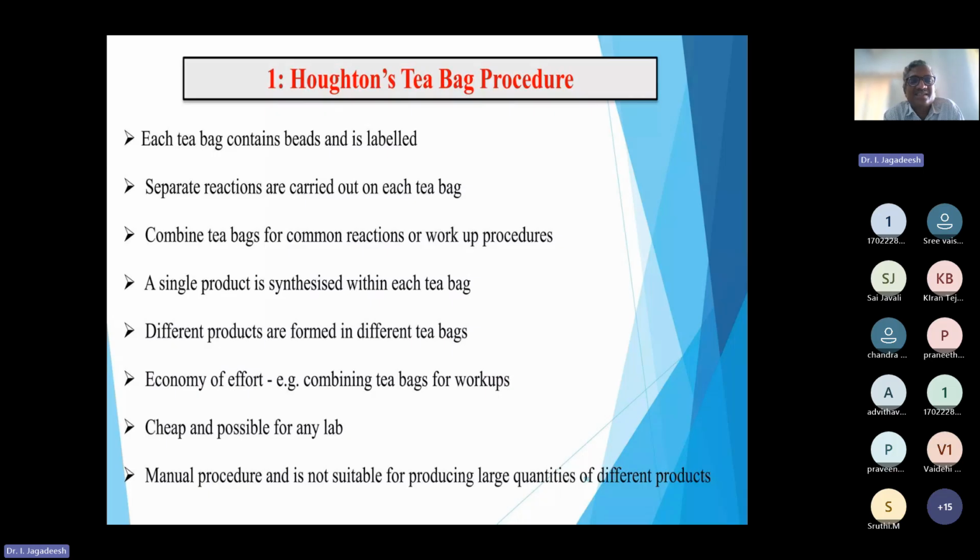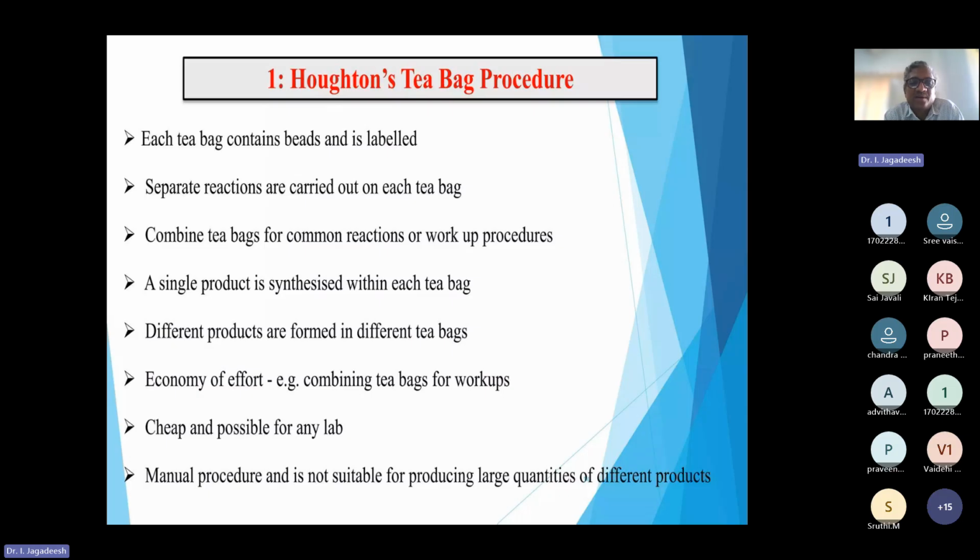The separate reactions are carried out in each bag, and the T-bags are combined for common reactions and working procedures, and we can use them. Separately also, in one T-bag we can use multiple reagents. A single product is synthesized within each bag, so there is no confusion. If you don't have similar analogs, then you can have a single product in each bag.